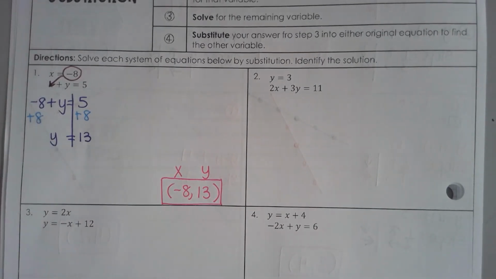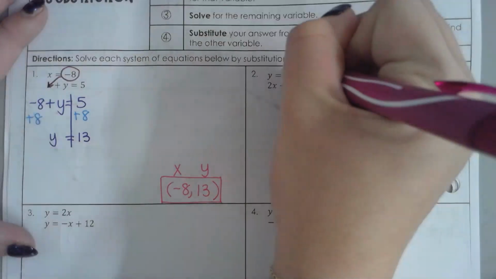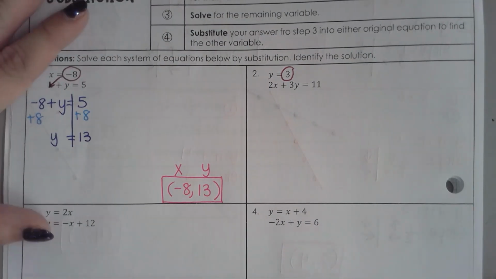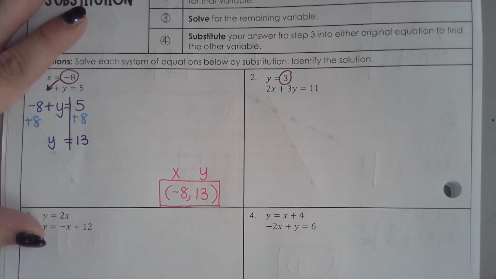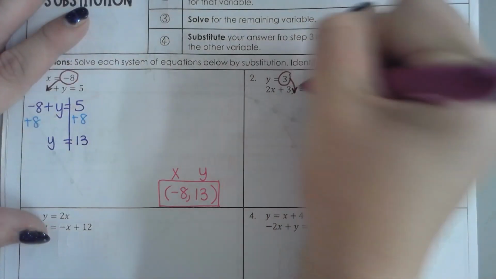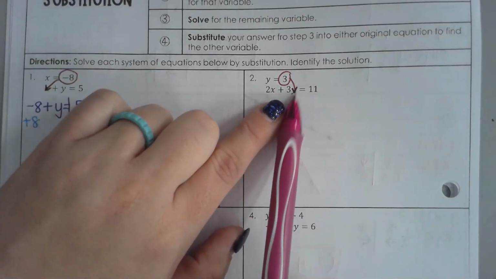All right, number 2. Do I have one of my equations as either x equals or y equals? Yeah, both of them. The y equals, yep. So the top one. So I'm going to circle 3. And where is that going to go? It goes in for the y in the other equation. So only this y gets to come out.